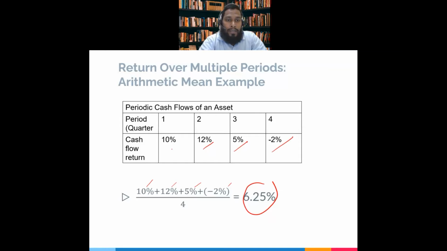Because you see at the first quarter, when there is a 10% return, if that 10% is reinvested at the second period, maybe this 12% here is the capital at the beginning plus that 10%. But this arithmetic mean does not include that, so there is a deficiency.